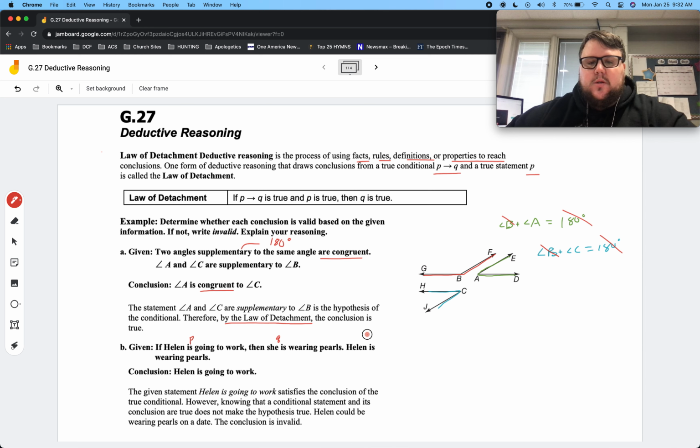Helen is wearing pearls is Q. Okay, so P implies Q. We have Q, but does Q necessarily imply P? Helen is going to work. No, it doesn't. Helen could be going to the movies.